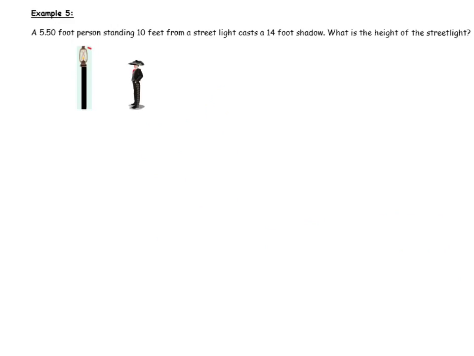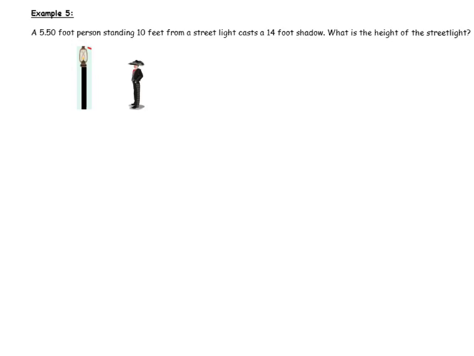This next example is a little bit different than what we've seen. So we have two things going on. We have a 5.5-foot person standing 10 feet from a street light, and it casts a 14-foot shadow. What is the height of the street light? With this, we're going to have to draw our picture a little different than we had before.